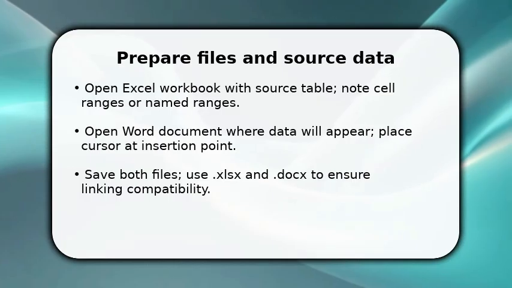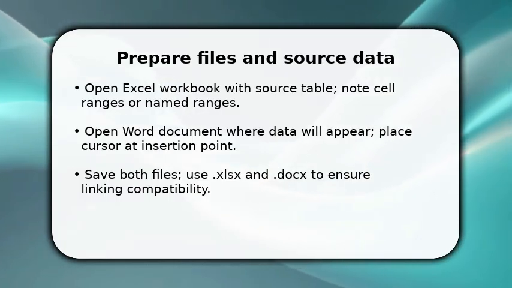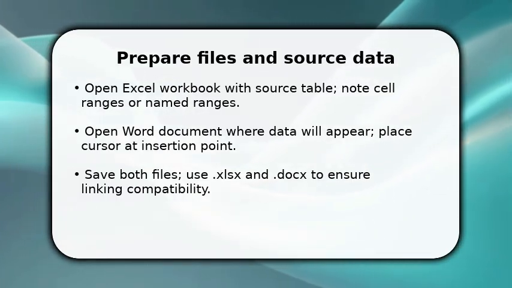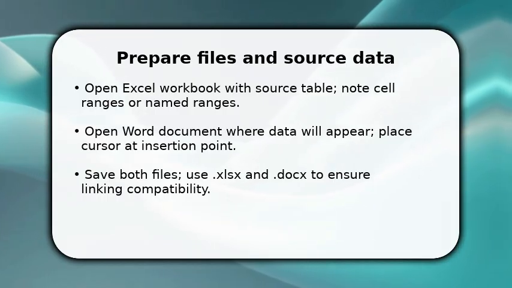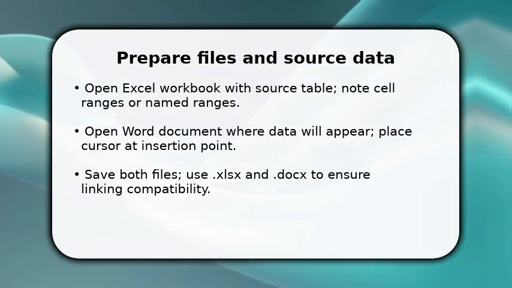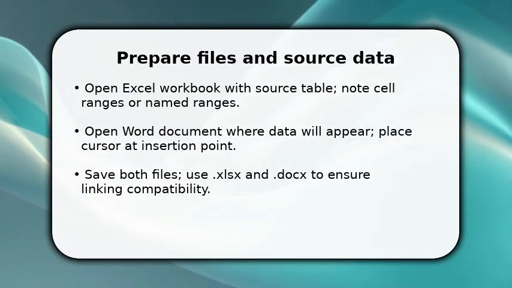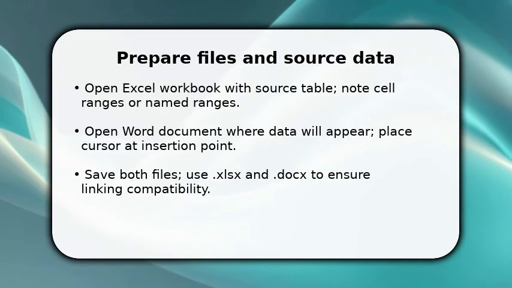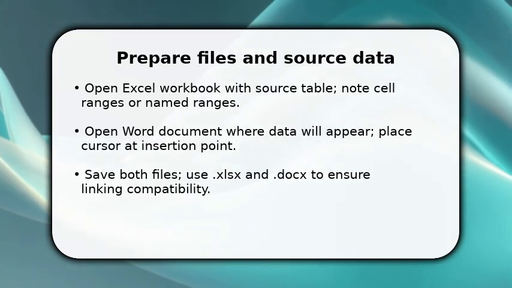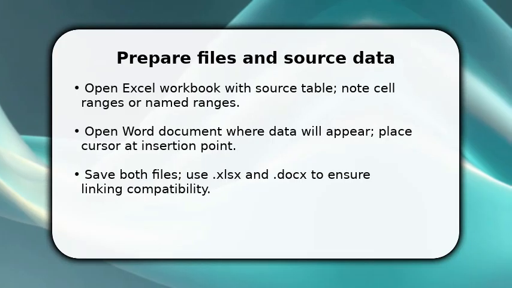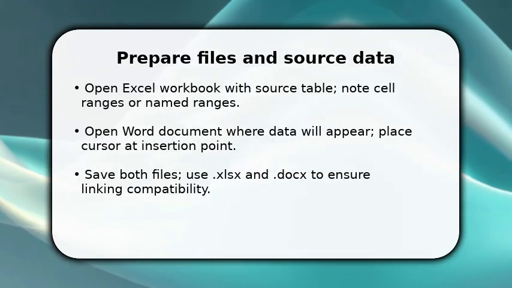You start by preparing the source and destination. Open the Excel workbook that contains the data you want to reuse and the Word document where it will appear. Once done, select the exact cells or create a named range in Excel so the link is stable. Make sure both files are saved in XLSX and DOCX formats. This reduces breakage when you move files.